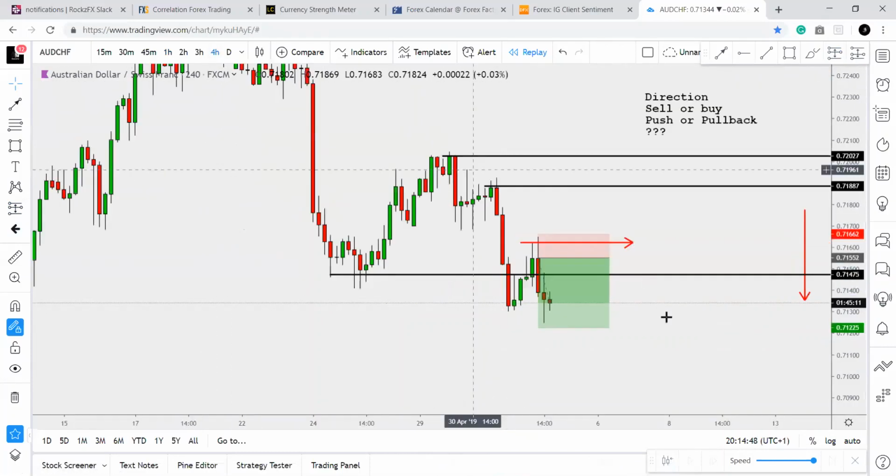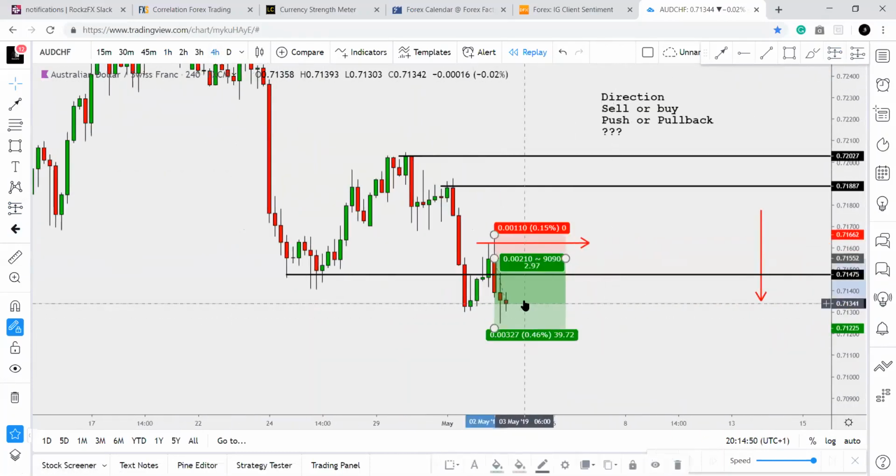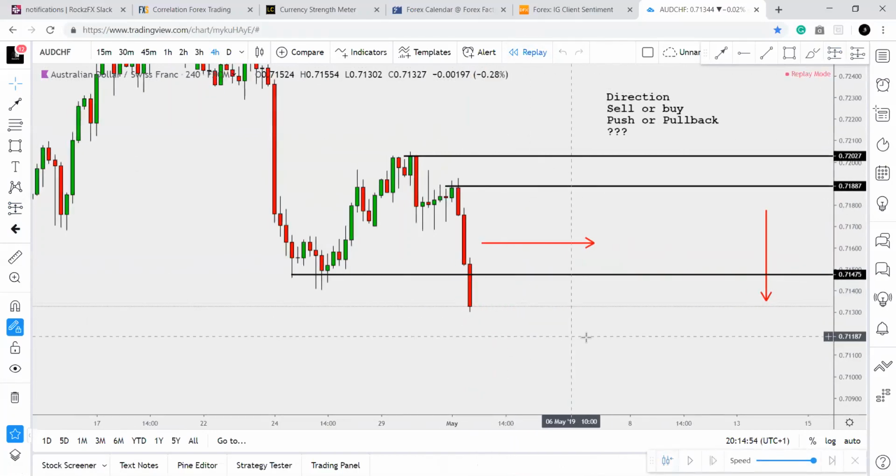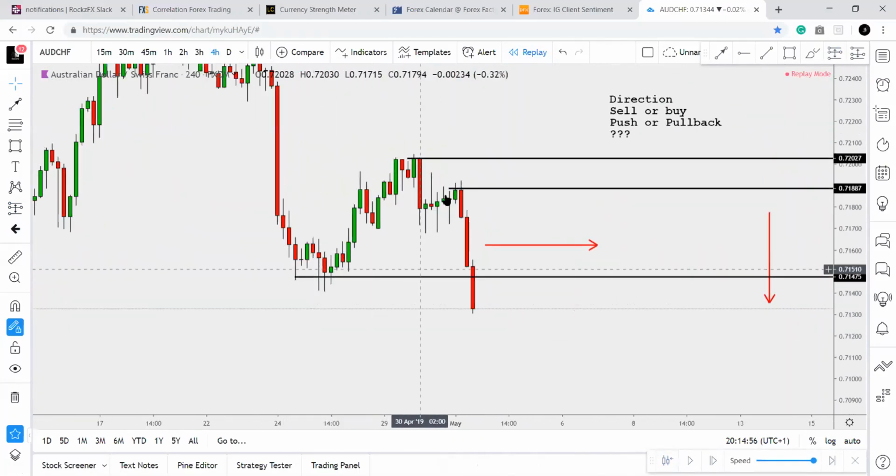But notice, even though we know the outcome of this market, when we went to replay mode and we look back here, we determined that the market was stepping down. We determined that the market is in a push phase. We're looking for sell bias based on that information. Now, all we need to wait for is our exhaustion and signs and evidence for our continuation.